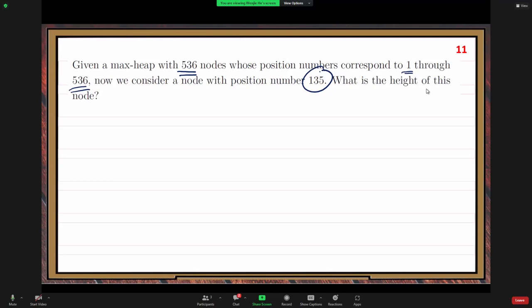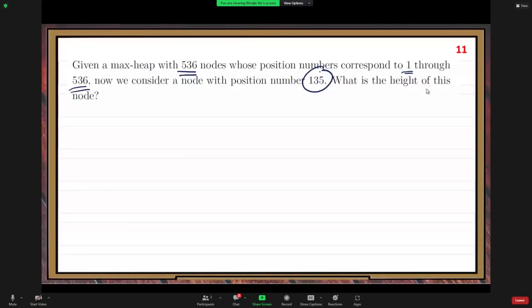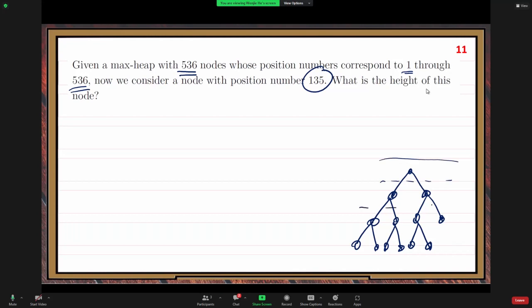For many students, I gave this question before, when they did the calculation, they went in the wrong direction. So why is it wrong? Here I tell you the typical problem, so you can avoid that. So we know the heap, the structure, is a binary tree like this, with many levels. A large number of students count the height from the root. They count like this.